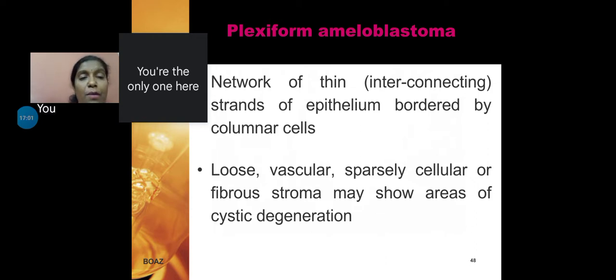In plexiform ameloblastoma, the odontogenic epithelium, instead of being arranged into follicles, is arranged as a plexus, like how we plait hair. So there is intertwining of the odontogenic islands, giving rise to a meshwork kind of pattern. There is interconnecting or interlacing of the odontogenic epithelium.